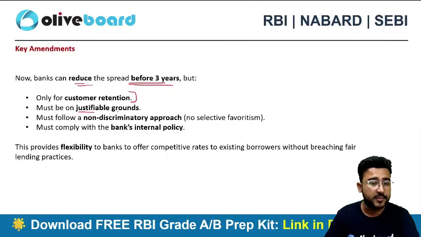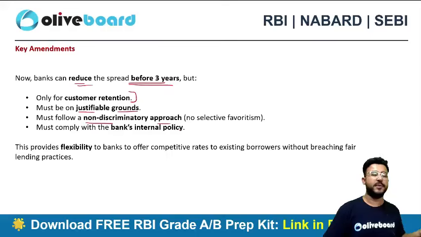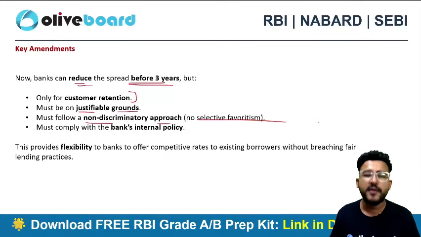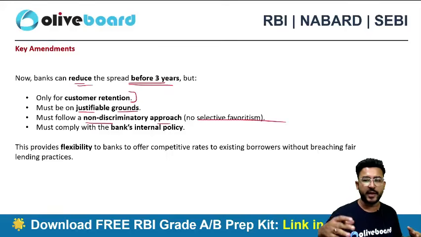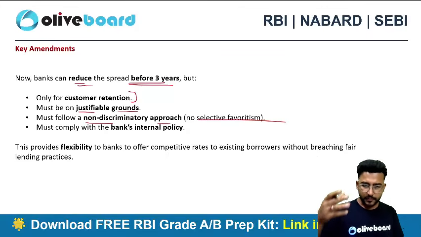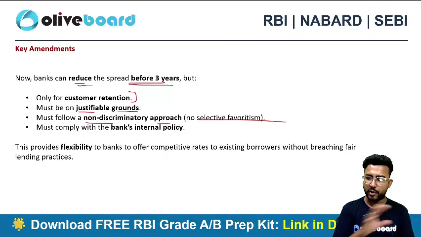Must be justifiable grounds. Must be following a non-discriminatory approach, right? There should not be any kind of discriminatory approach. There should not be any kind of favoritism. Like if I am a bank, I'm giving the benefit of that particular reduced interest rate to only select customers. It should not be the case.